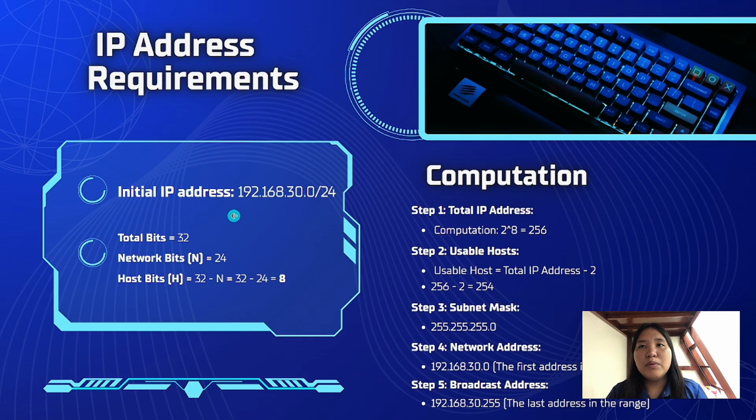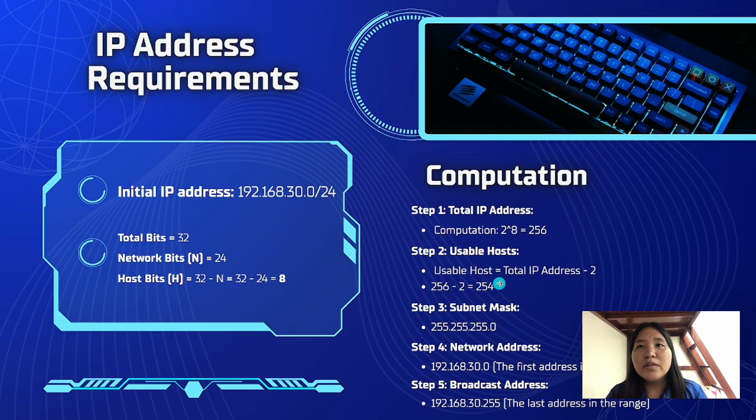The initial IP address that we will be using is 192.168.30.0/24. The total bits is 32. The network bits is 24. The host bits is 32 minus network bits, equals 32 minus 24, equals 8. Next, we will go into the computation. The total IP address computation is 2 to the power of 8, which is equal to 256. Then the usable hosts is the total IP addresses minus 2, which is 256 minus 2, equal to 254.